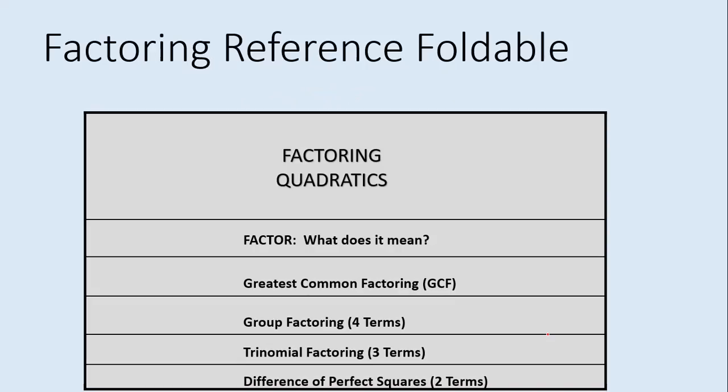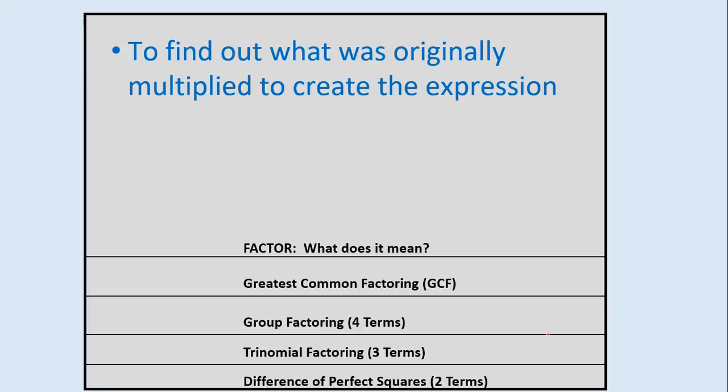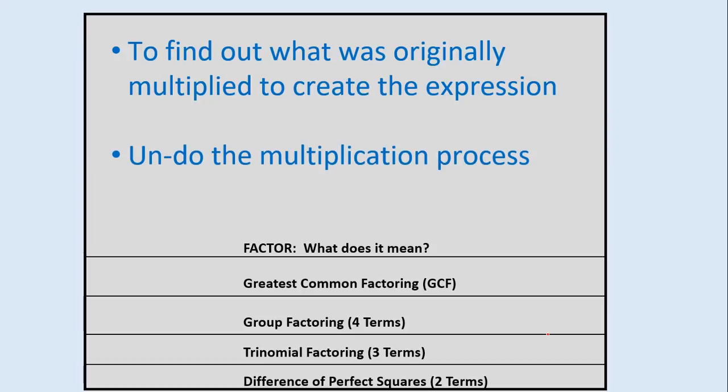So here's where you want to find that factoring foldable that we made in class today. Open up your first tab, and we're going to talk about what it means to factor. Factoring is basically the way to find out what was originally multiplied to create the expression. Basically, you're undoing the distributive property, or undoing that multiplication process that we just did on the last slide. So we're trying to find what two things multiplied by one another give the original expression.